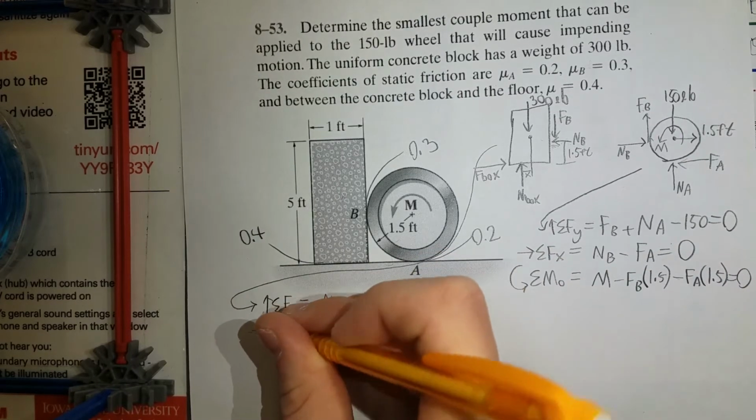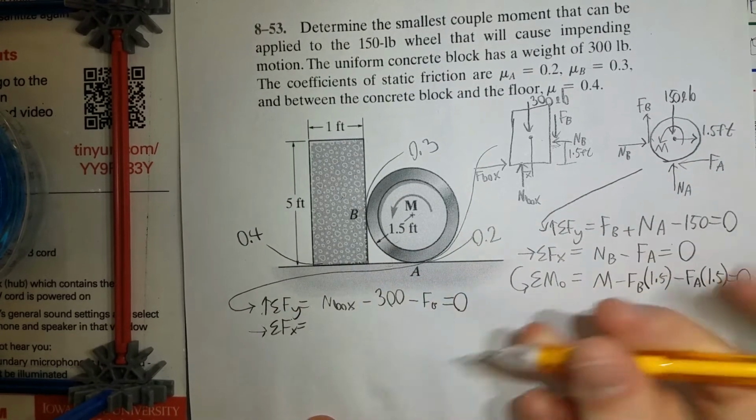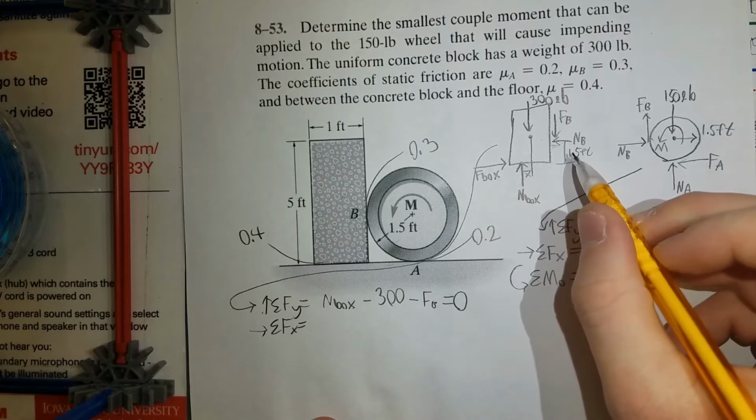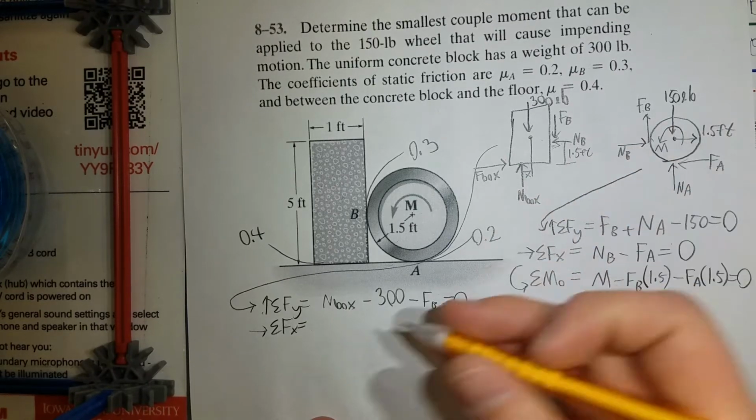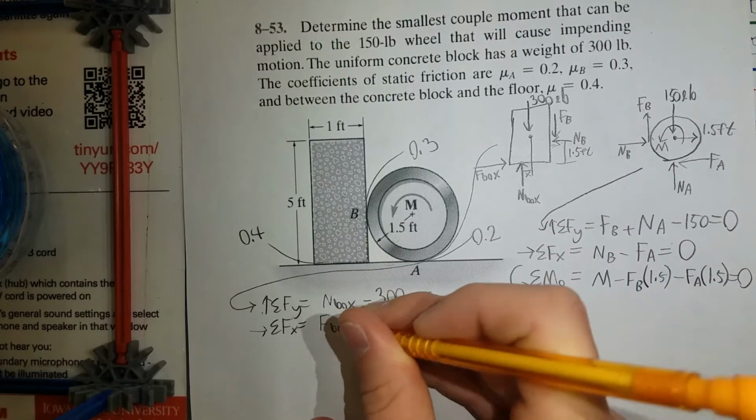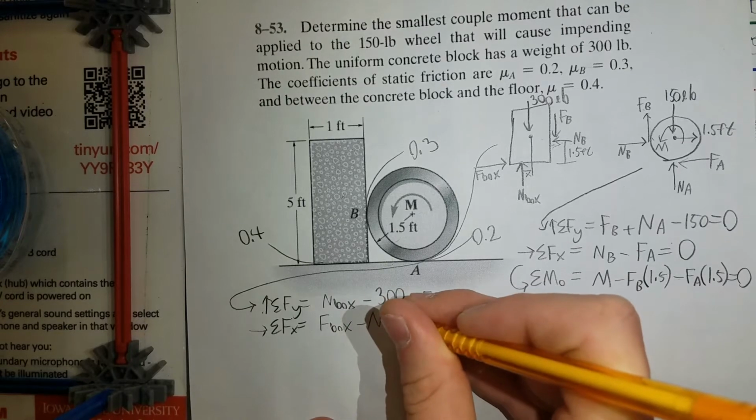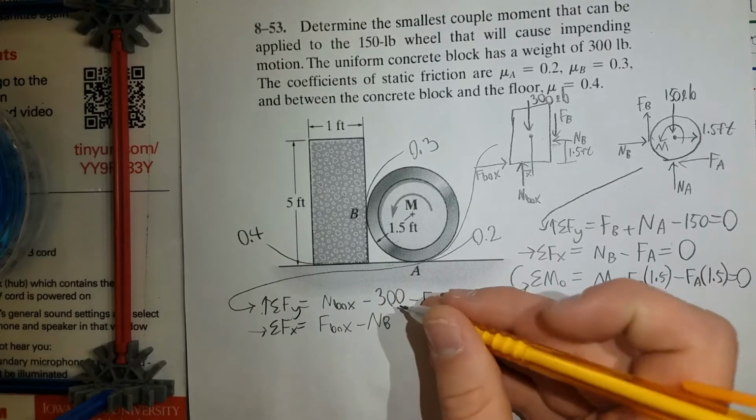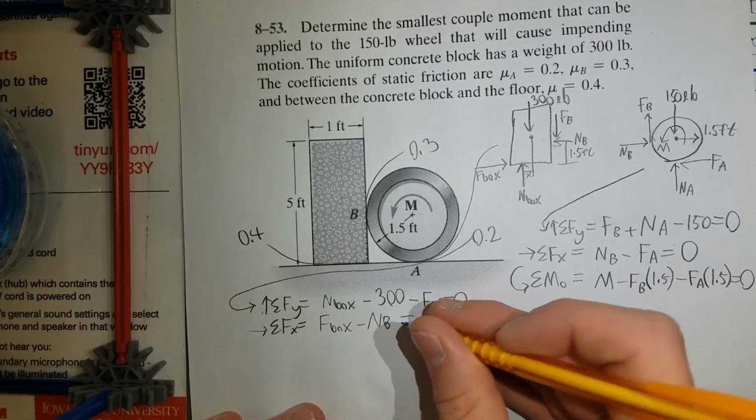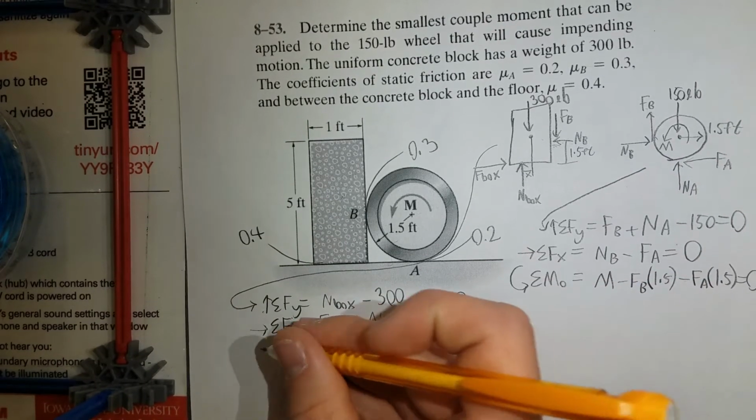Next, we'll have the sum of the forces in the X. And in the X, we're going to have F box going to the right and NB going to the left. And those should be the only forces there. Equals 0. And then the sum of the moments.